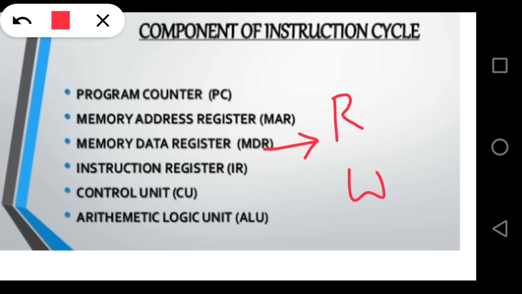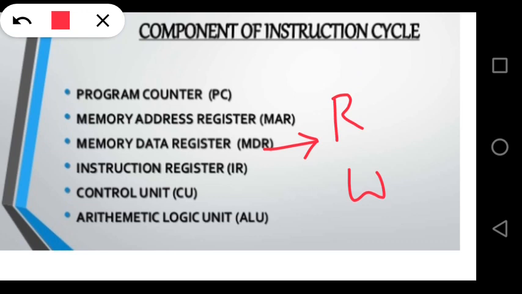Data transfer means, if you want to fetch an instruction which is stored in the memory, again that has to be placed in the MDR. From MDR it goes to IR, a special type of register. With respect to write operation, MDR contains a word that has to be loaded into a memory location. So this is about memory data register.